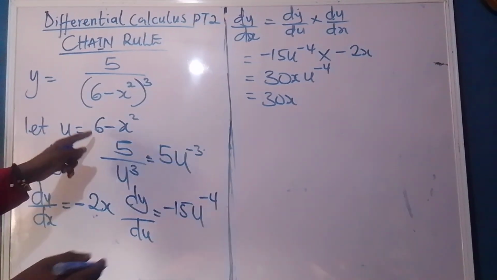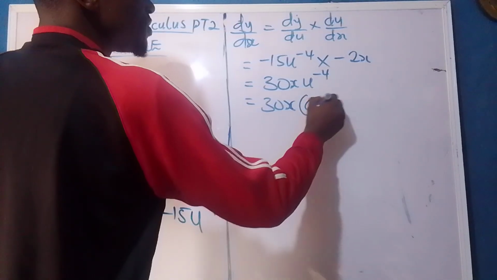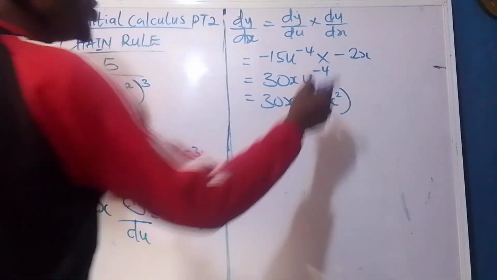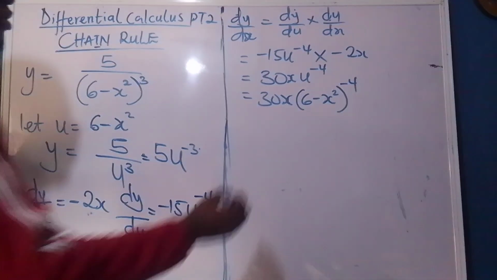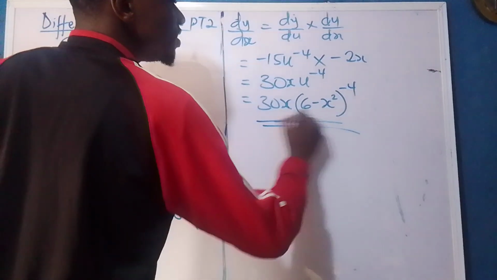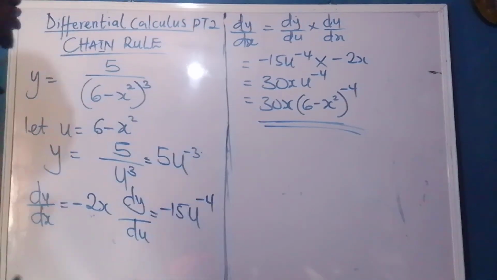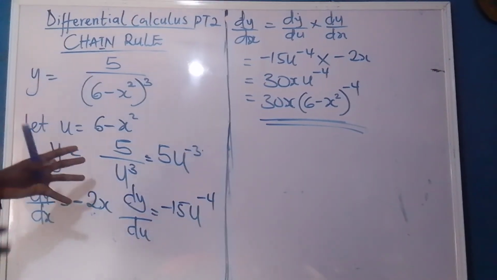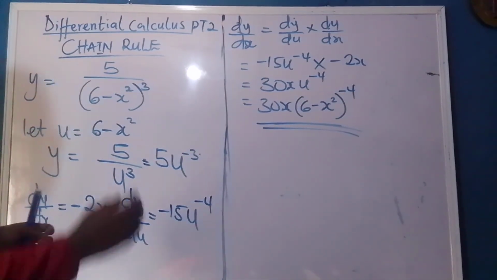Now the value of our u initially was 6 minus x to the power of 2. You will input it: 6 minus x to the power of 2. And do not forget negative 4, which is the power. So this here is going to serve as the value for your dy over dx for this particular question that we have here.